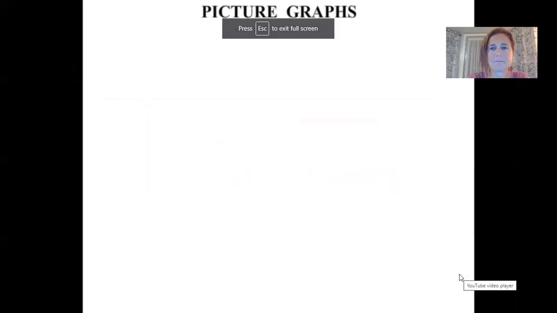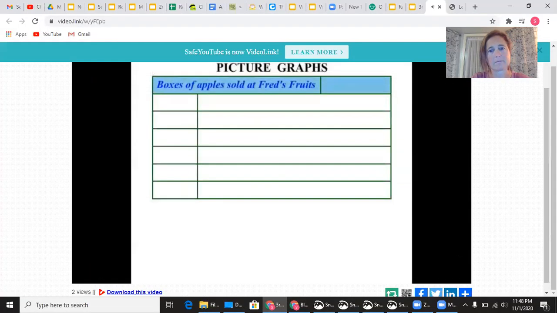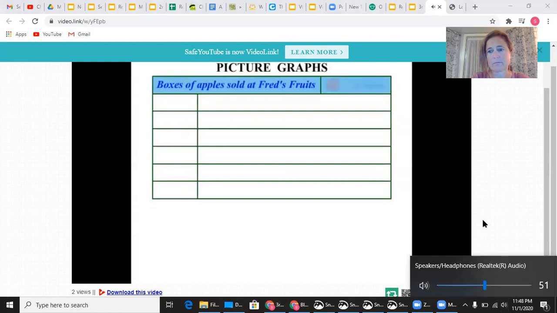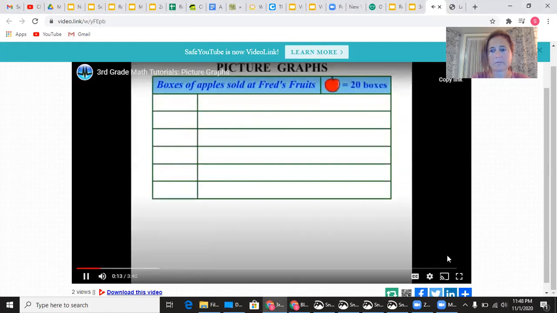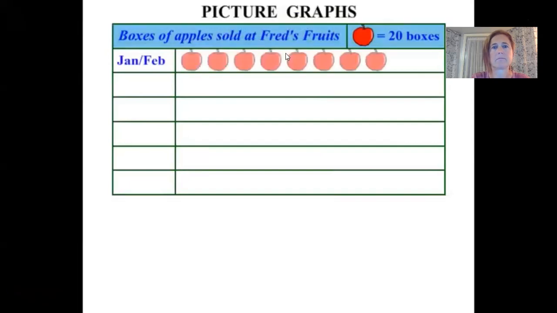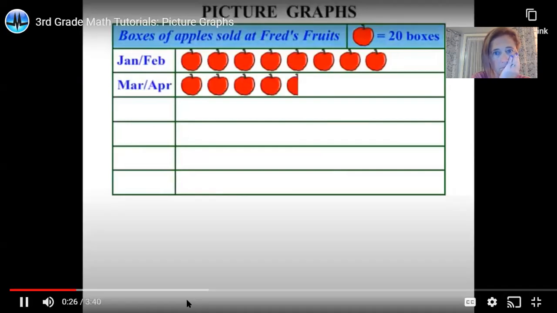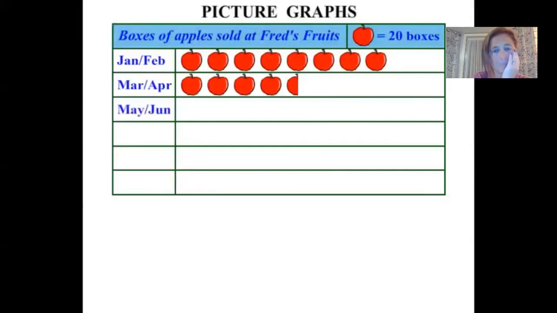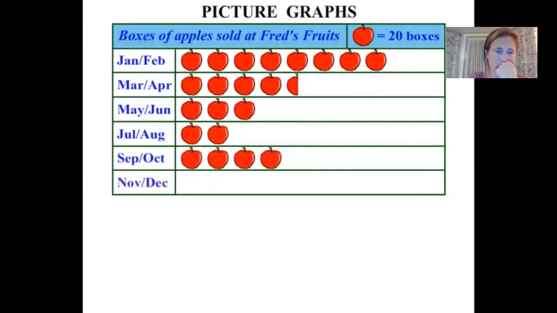In this lesson, we're doing some work on picture graphs. In this graph, we have boxes of apples sold at Fred's Fruits. We have one little thing here that one apple is equal to 20 boxes. This is known as a key. In January, February, we've got so many apples shown. A certain amount, one looks like it's been cut off there. May and June, July and August, September, October, and November, December.